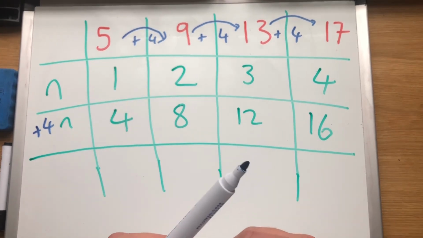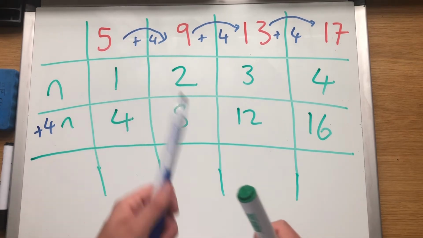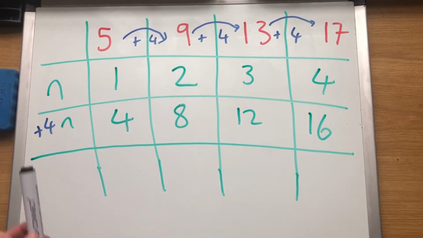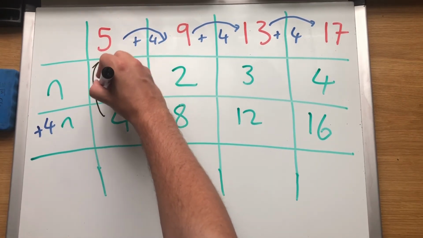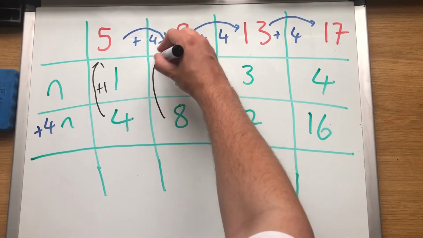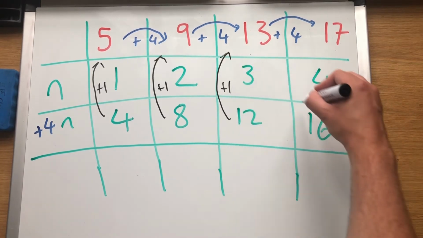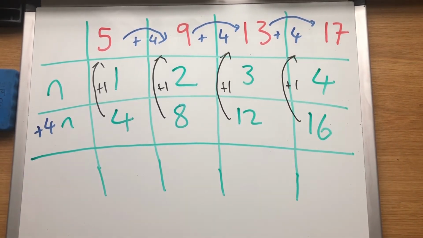So what we're going to do now is say, how do I get from 4 to 5? What do I need to do? Well, to get from 4 to 5, I plus 1. And we check, is that the same from 8 to 9? Plus 1. Plus 1. Plus 1. We are always adding 1.